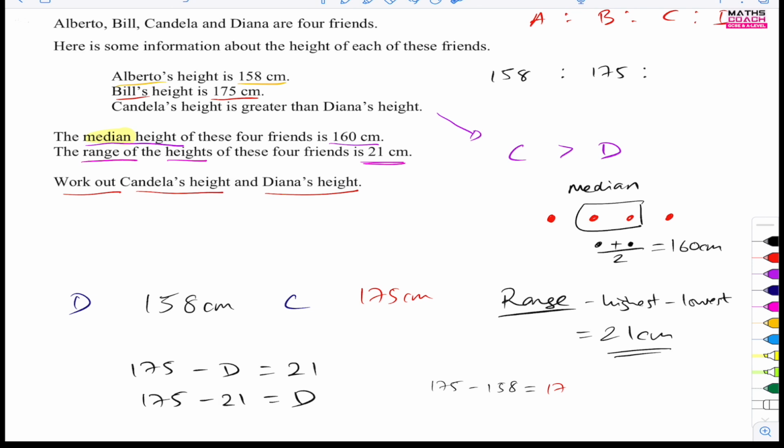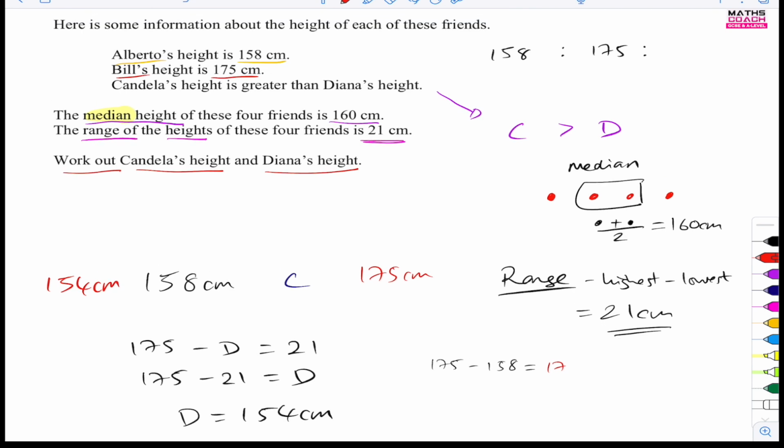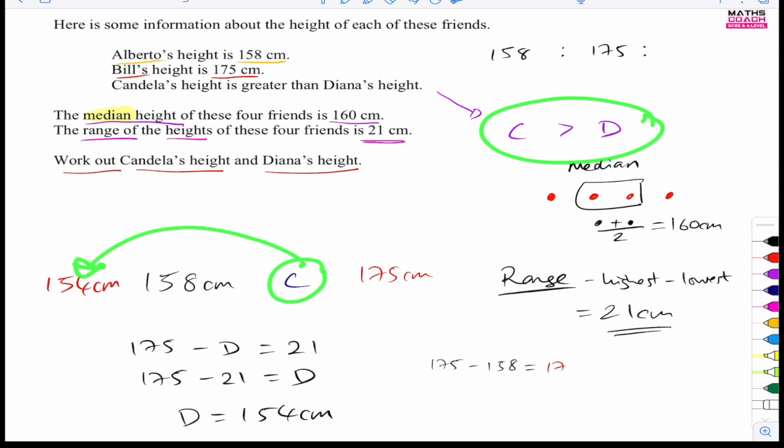So it's 175 take away 21. And what does that give me? What does D give me? D is equal to 154 centimeters. So let's now go with that. So let's rub out what D is. We write down 154 centimeters right there. Now remember, it said that C has to be bigger than D. So C is going to be something bigger than 154, obviously.